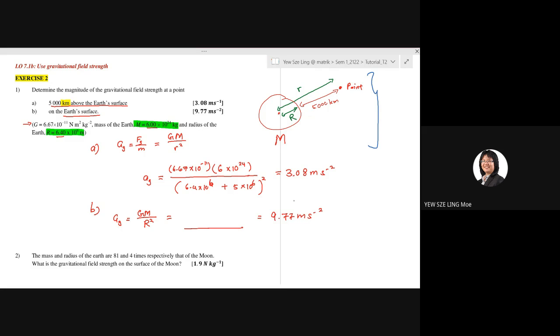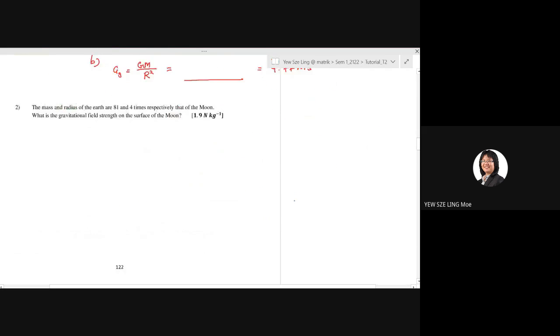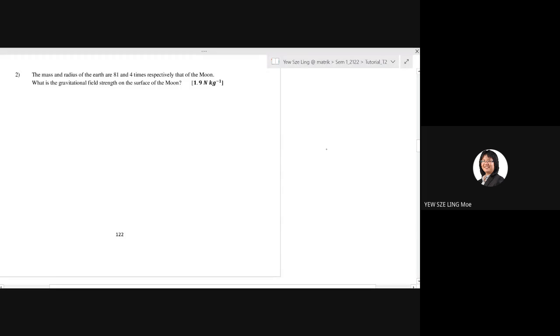Okay, so now let's proceed to the next question. This question is a very interesting question. It is a question that has no values given, where you have to form two equations to simplify it. So this is a typical type of ratio question.